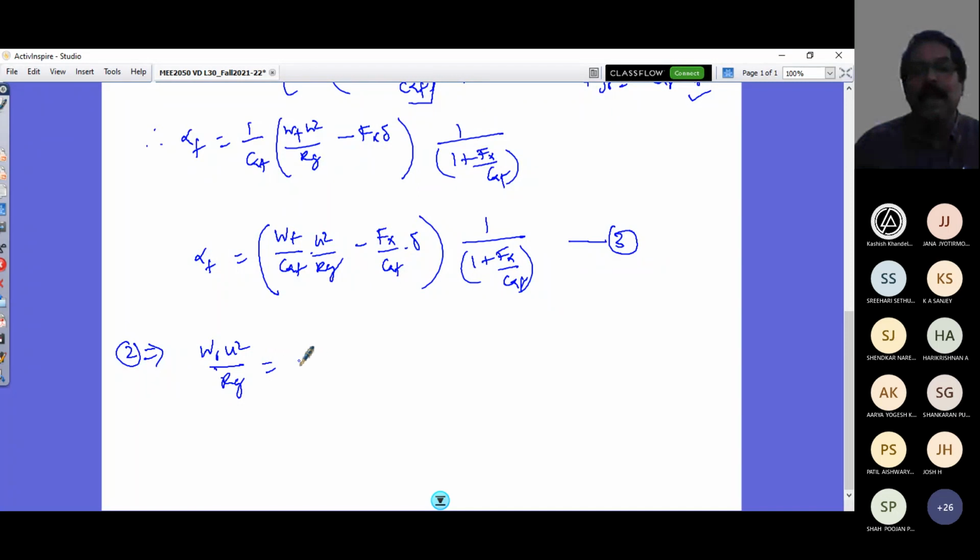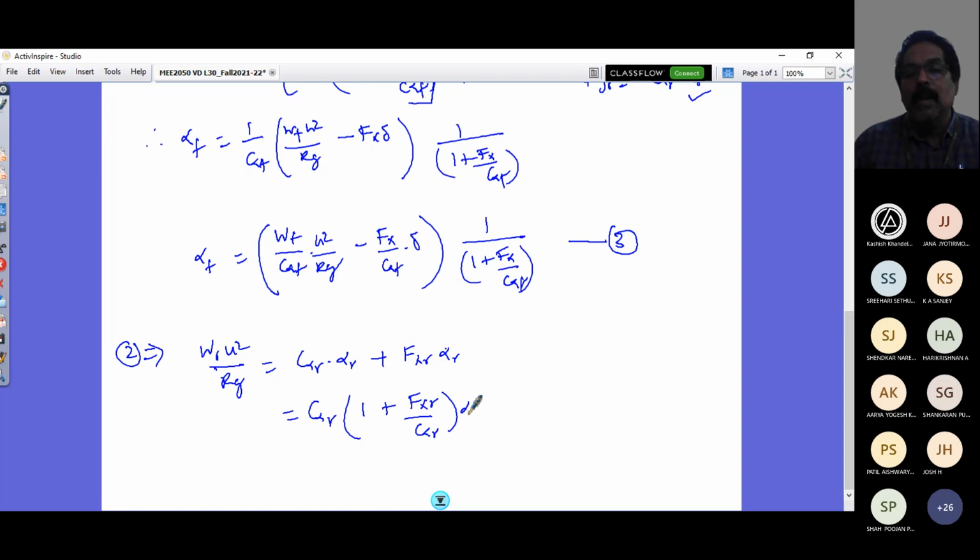On the right hand side, I had FYR, that is going to be C alpha R into alpha R, plus, cos alpha R becomes 1, so plus FXR, and sin alpha R is alpha R. Now in this, let me take C alpha R out and alpha R out. It's going to be 1 plus FXR by C alpha R into alpha R.